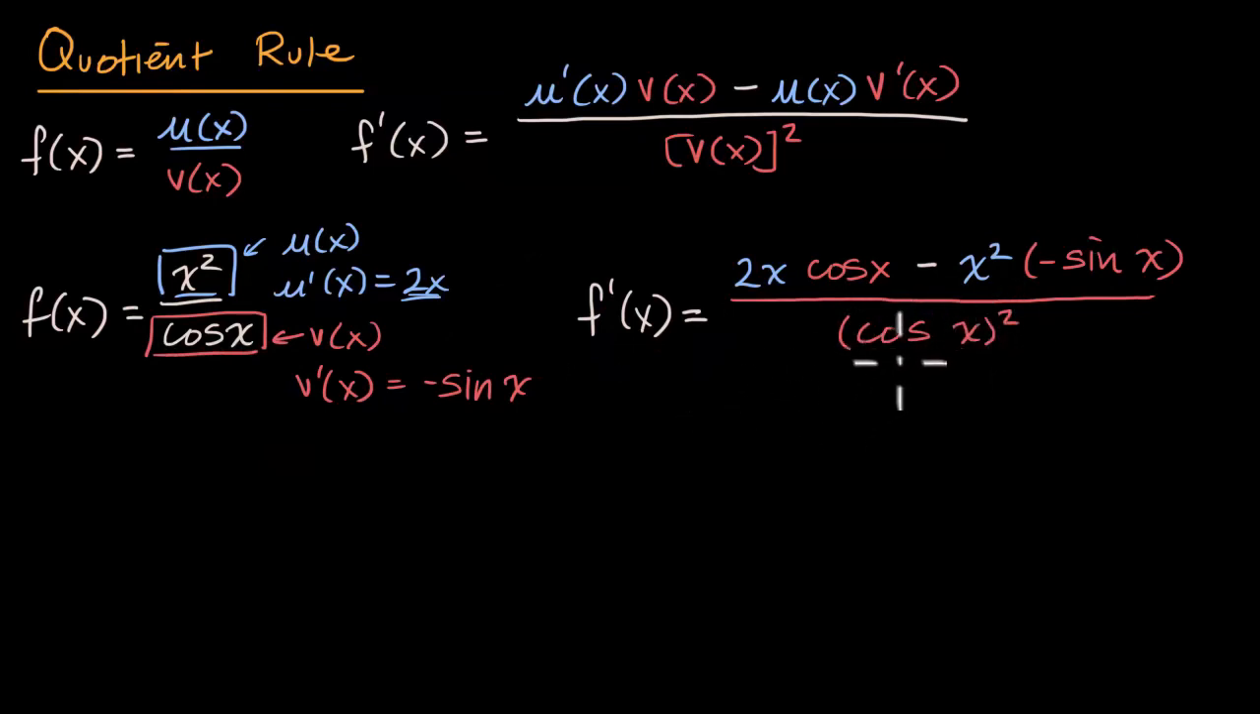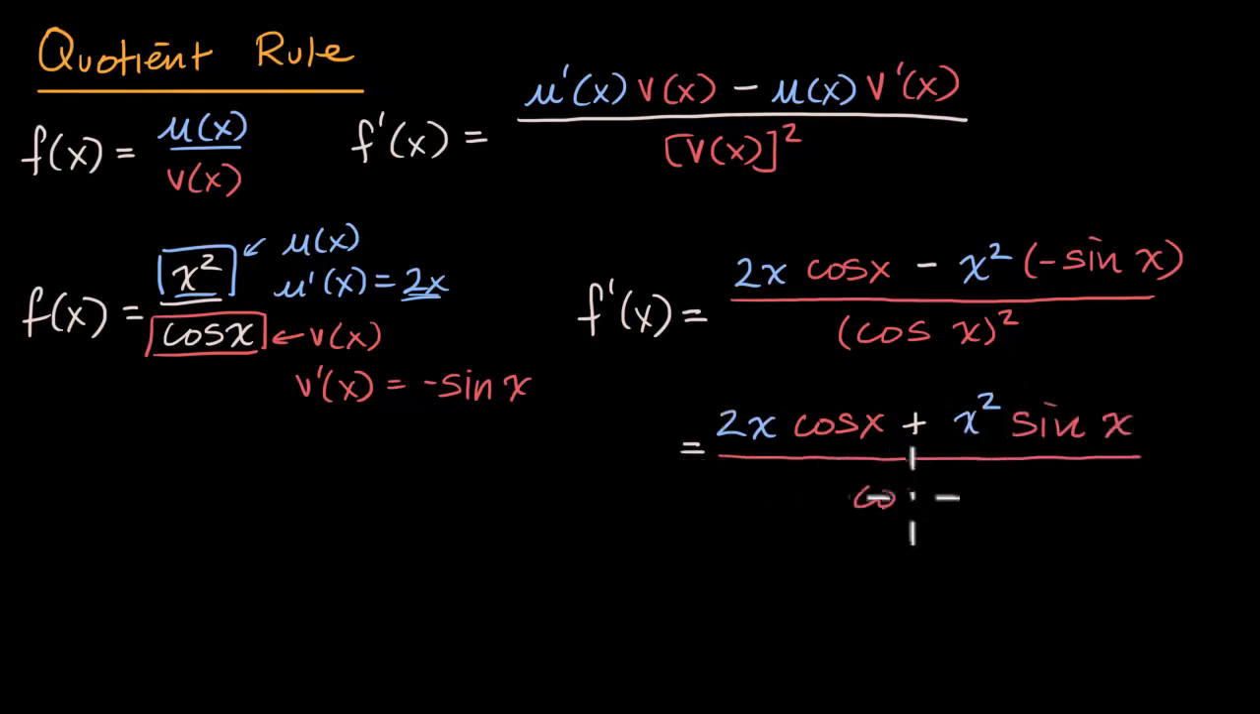And at this point, we just have to simplify. This is going to be equal to, let's see, we're going to get 2x times cosine of x, 2x cosine of x. Negative times a negative is a positive, plus x squared times sine of x, all of that over cosine of x squared, which I could write like this as well. And we're done. You could try to simplify it. In fact, there's not obvious ways to simplify this any further.